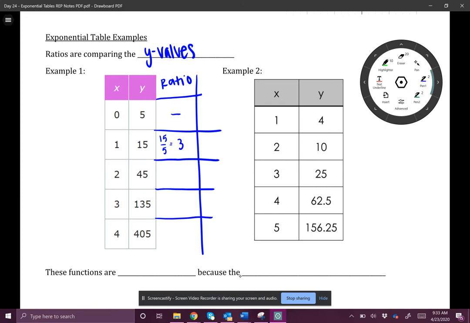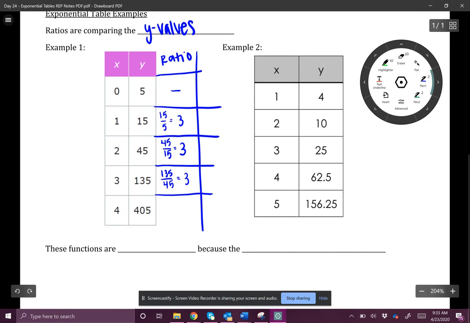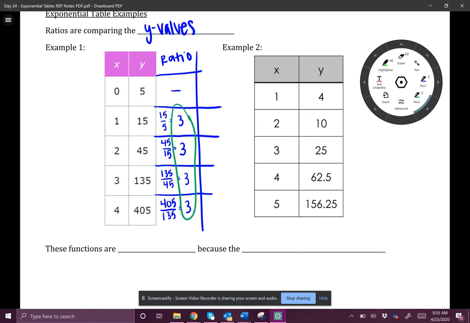Next one, my y value is 45. I'm going to divide that by the previous y value of 15. 45 divided by 15 is 3. All right, this is a good sign. My next y value is 135. My previous y value is 45. When I divide those, I get 3. Next, I have my y value of 405, and I divide that by my previous y value of 135. And when I do that, I get 3. So I notice that my ratio between my y values is all the same, which tells me that this is an exponential function.